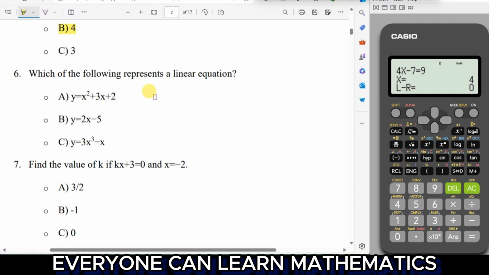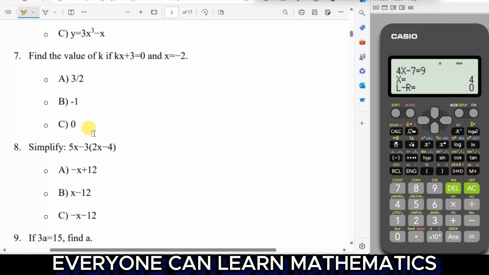Number 6. Which of the following represents a linear equation? A linear equation involves no quadratic, no polynomials, and it does not have any exponent. The exponent here is 1. So when we are dealing with linear equations, the higher power of the variable is 1. So look at all these. This is quite, which means a quadratic equation. The higher power here is 1, and the higher power here is 3, which means our correct answer will be what?